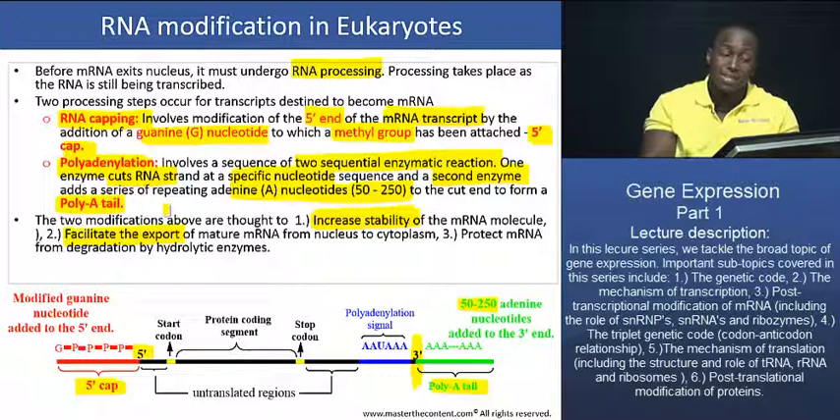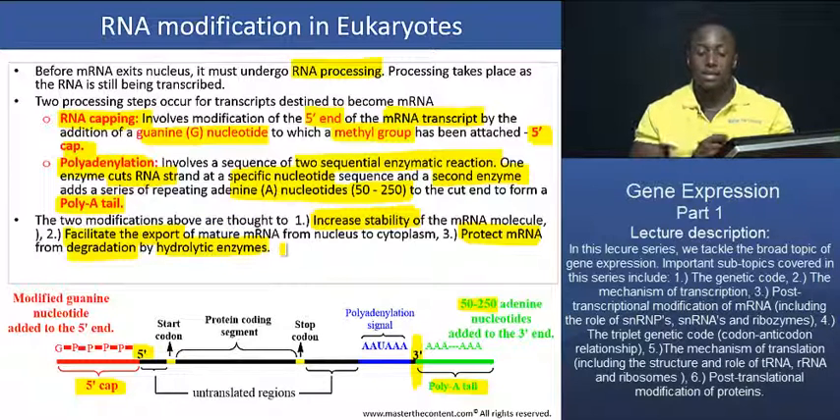The last thing that it helps to do is also protect the mRNA. Remember, it's a volatile environment, like I said, so these ends will help protect the mRNA from degradation by hydrolytic enzymes, enzymes that degrade macromolecules such as mRNA. So they perform a protective function. They also facilitate its export, and they also help in increasing its stability.